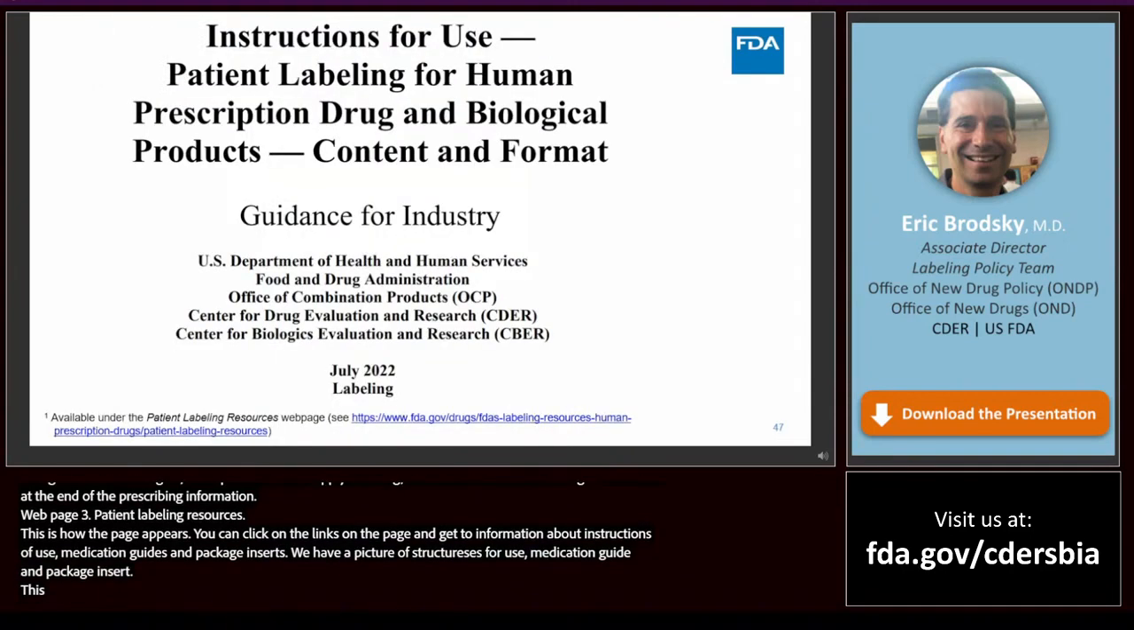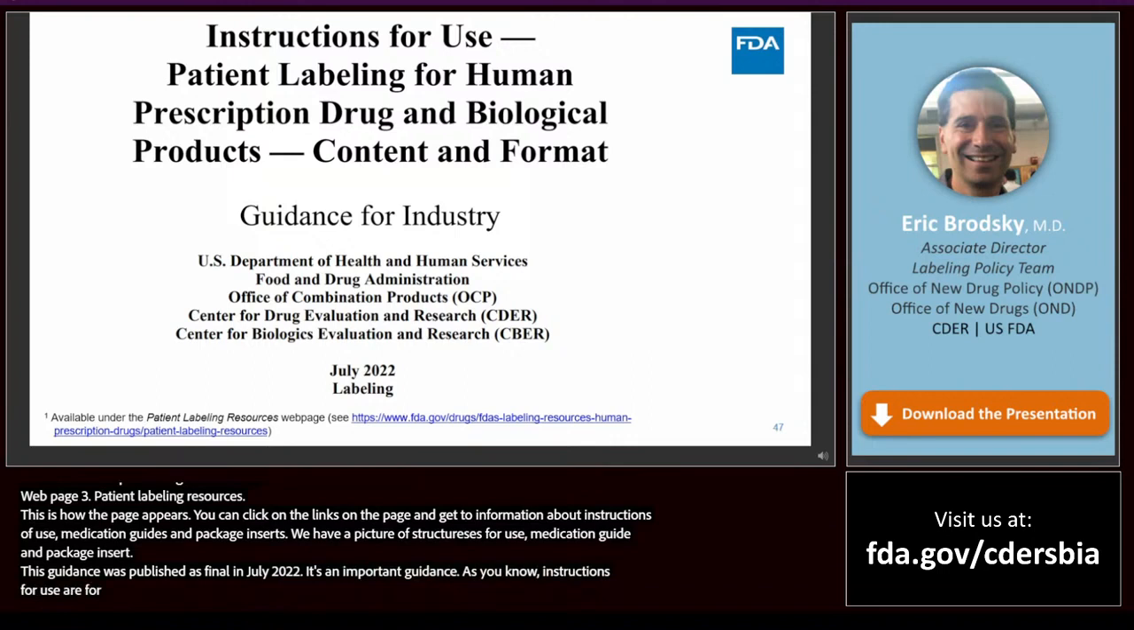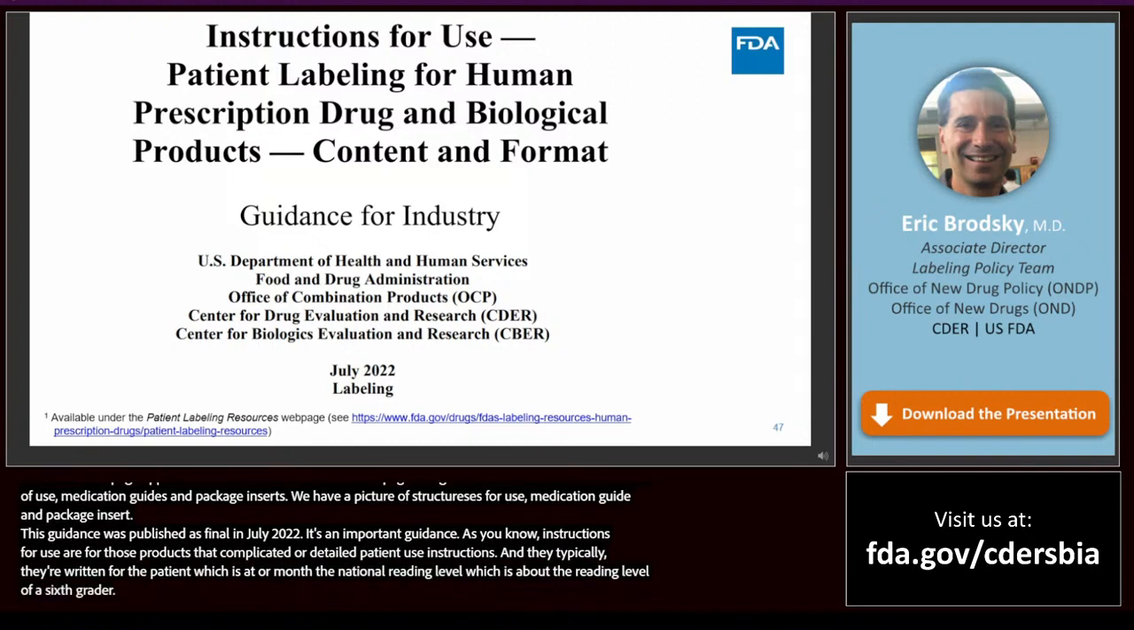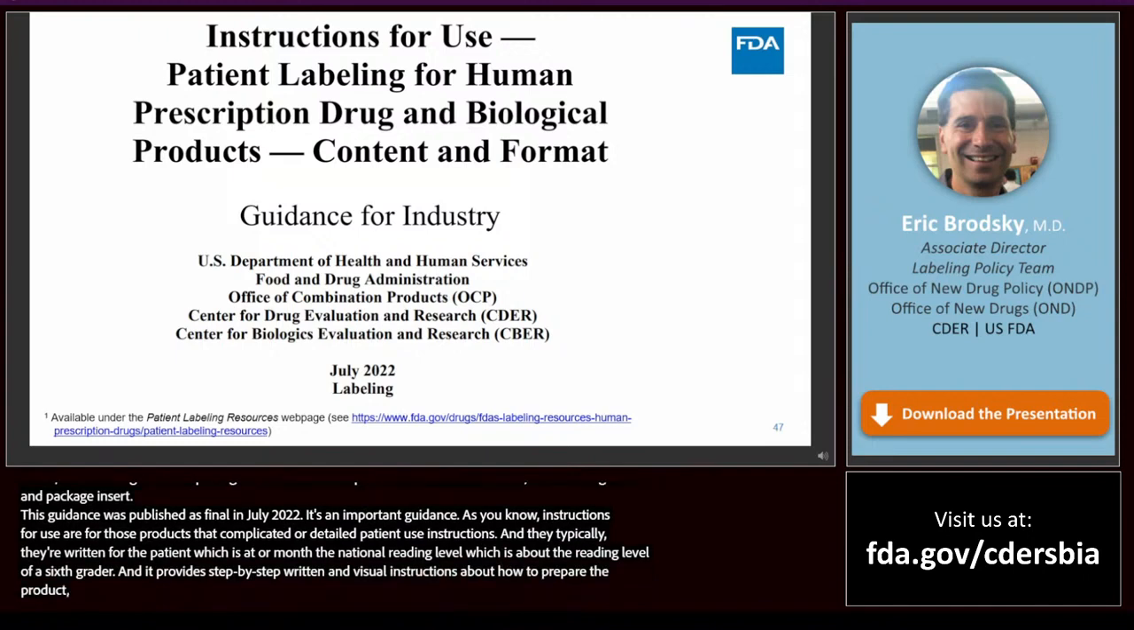This guidance was published as final in July 2022. It's a very important guidance. As you know, instructions for use are for those products that have complicated or detailed patient use instructions. And they're typically written for the patient at or below the national reading level, which is about the reading level of a sixth grader. And it provides step-by-step written and visual instructions about how to prepare the product, administer it, handle it, store, and dispose of the drug.